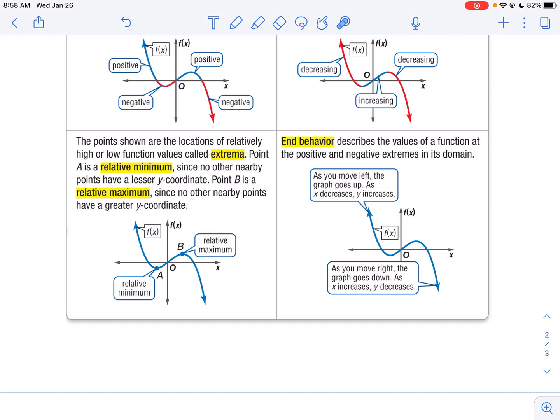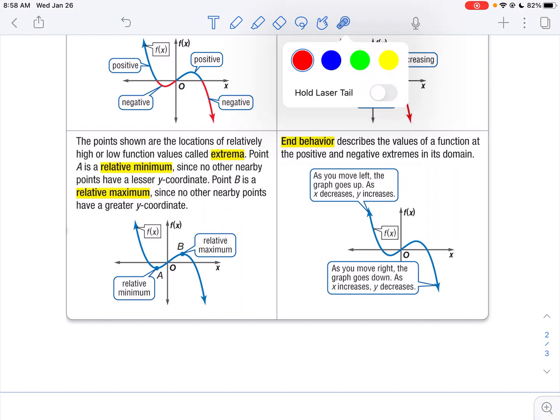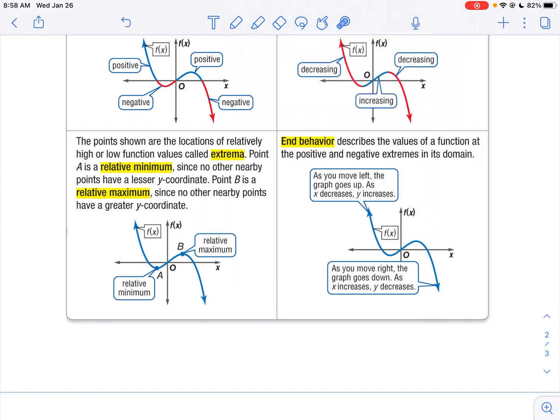The end behavior is what happens to your graph as you get really, really big. So as x gets really, really big, what happens to your graph? And as x gets really, really small, what happens to your graph? That's what we're going to take a look at here.